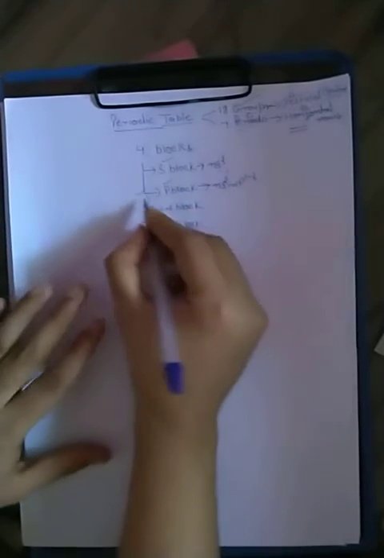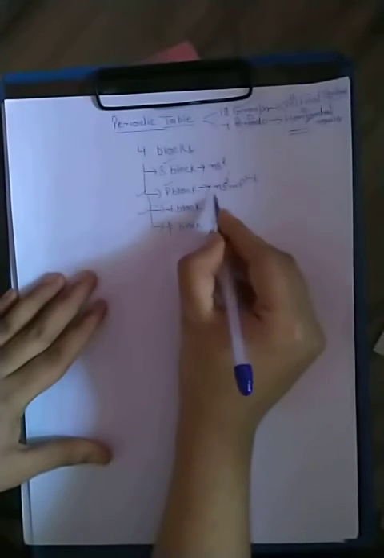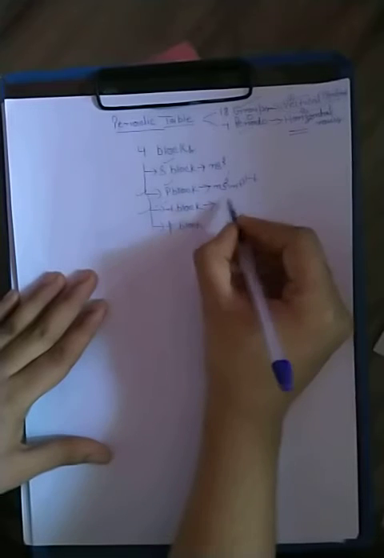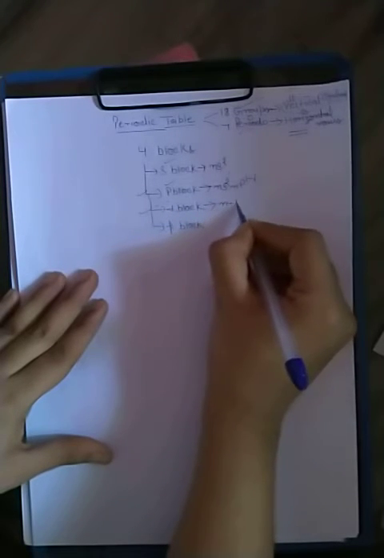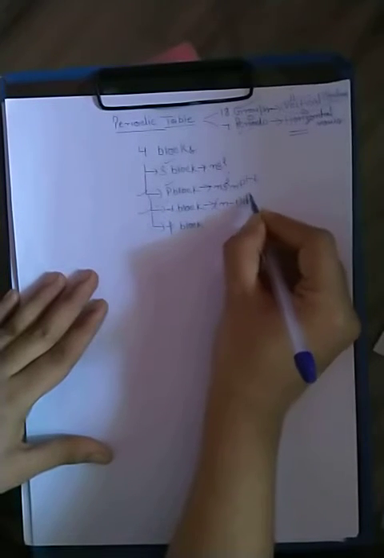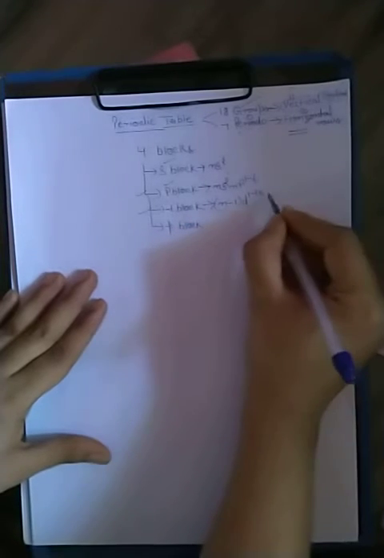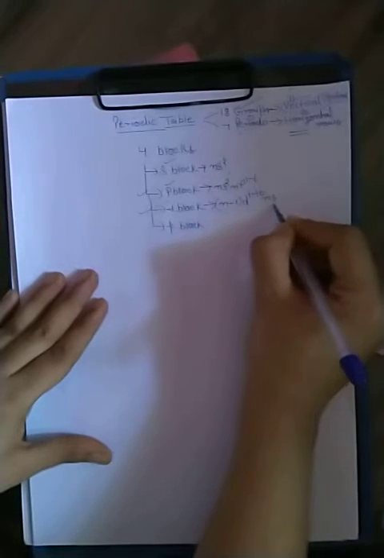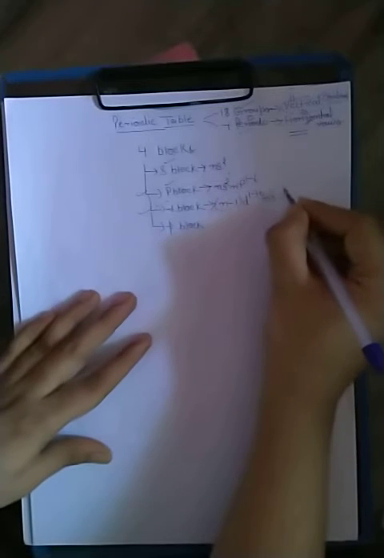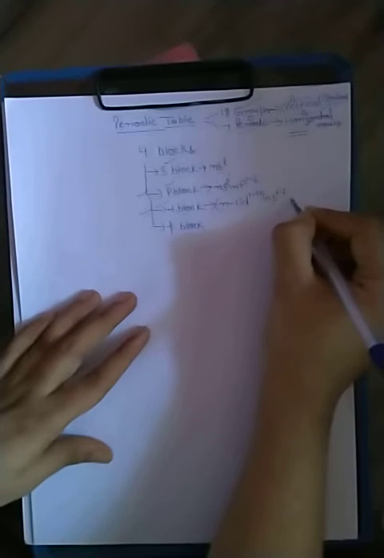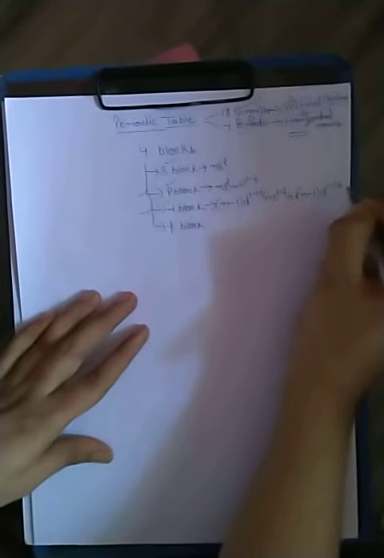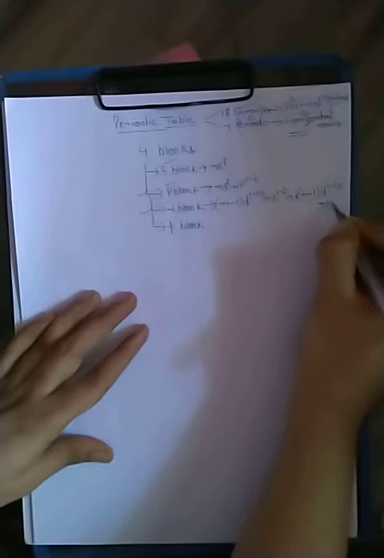D block, in which the last electron enters into the d orbital, and its outermost electronic configuration is (n-1)d 1 to 10 ns 1 to 2, or (n-1)d 1 to 10 ns 0 to 2.